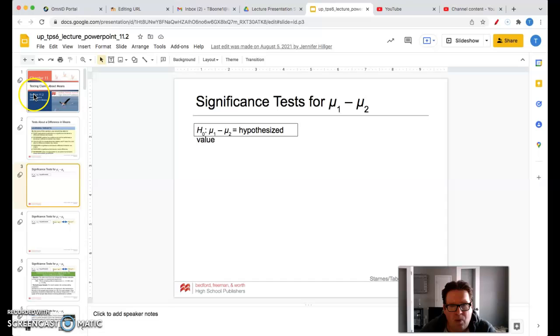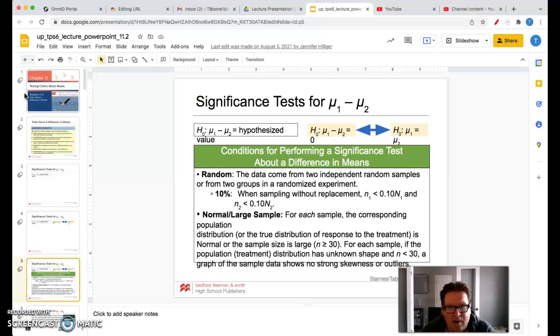All right, so what we're looking for is the significance test for the null hypothesis. Basically, it's the difference between means equals our hypothesized value. Typically, we're going to set that equal to 0, suggesting there's no difference, which really means that the two means are equal. That's two different ways of saying that, really. So again, our conditions, make sure that we're doing those. Remember, normal, large sample. If the sample size is bigger than 30, that's good. If not, make sure that we're graphing, showing that there's no skewness or outliers if it's below 30.